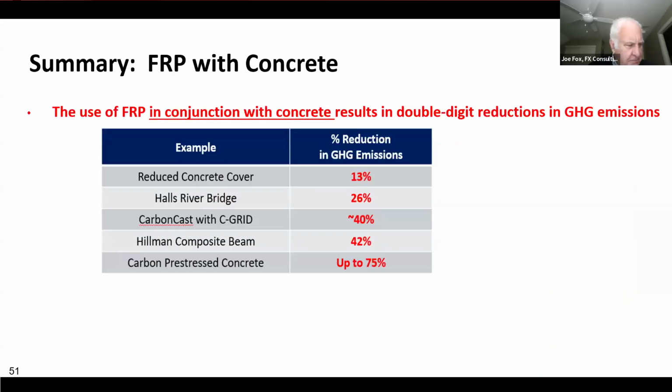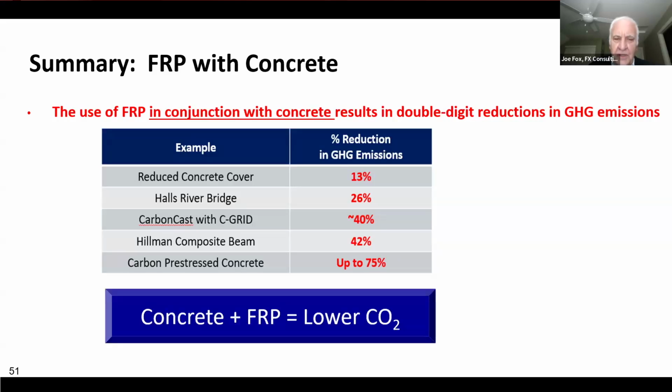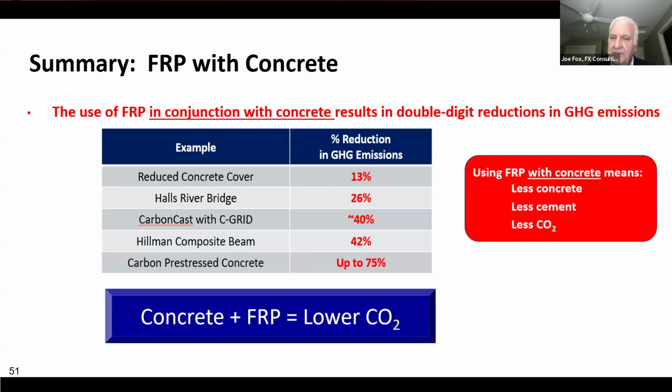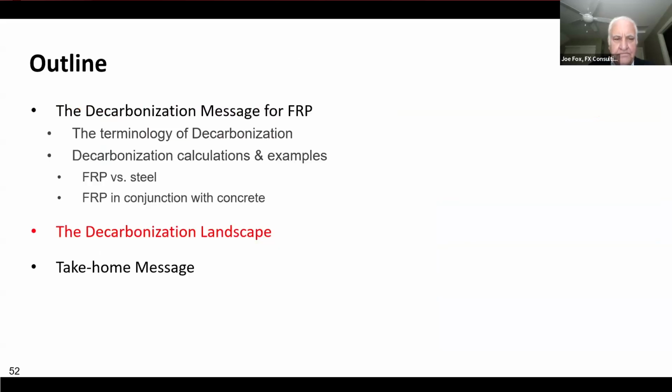So to summarize this portion of my talk, I've shown you that the use of FRP in conjunction with concrete can result in double-digit reductions in greenhouse gas emissions. All very good examples of this simple equation that concrete plus FRP equals lower CO2. Less concrete, less cement, less CO2.